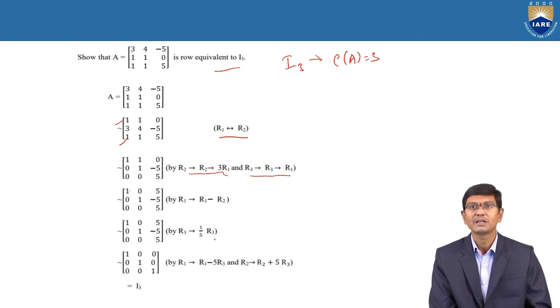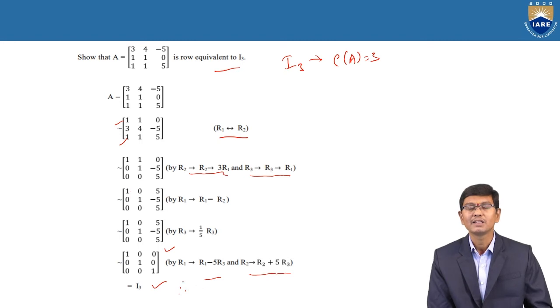By using these two operations, R1 becomes R1 minus 5 R3 and R2 becomes R2 plus 5 R3. Entirely the matrix is changed to 1 0 0, 0 1 0, and 0 0 1. This is nothing but the unit matrix, whose order is 3. Therefore, our conclusion: the matrix is I3, the unit matrix of order 3. Therefore, it is in the form of I R, where R is the rank of the matrix, and here R is clearly satisfied as 3. Therefore, the rank of the matrix is equal to 3.